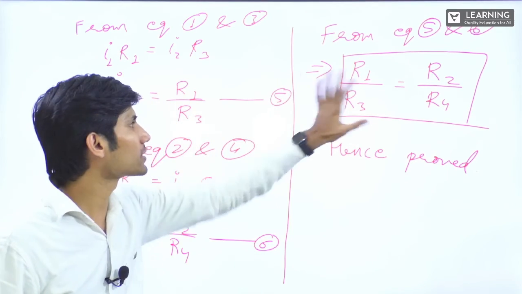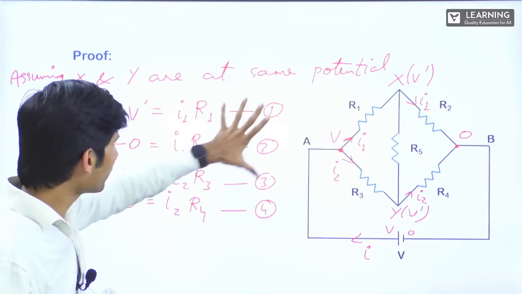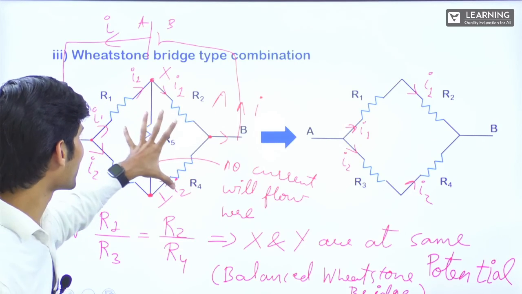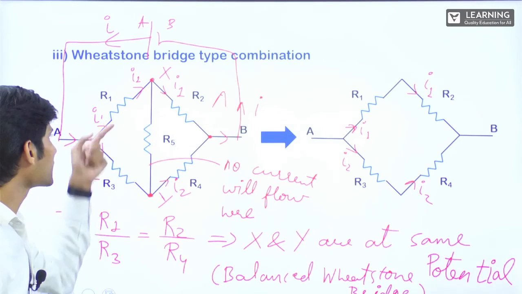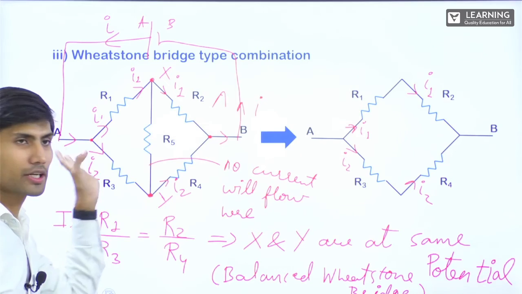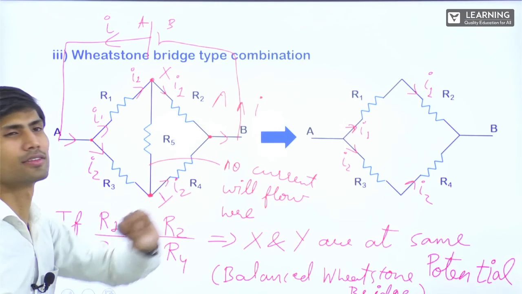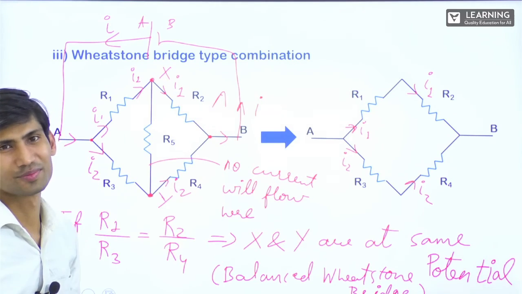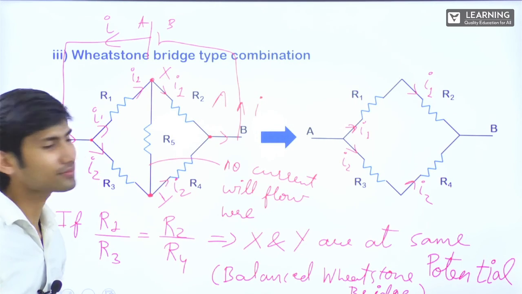If this is the scene, whenever you get any question like this, always see the ratio first. If the ratio is equal, remove this wire, solve the question, it will be very easy. Alright.